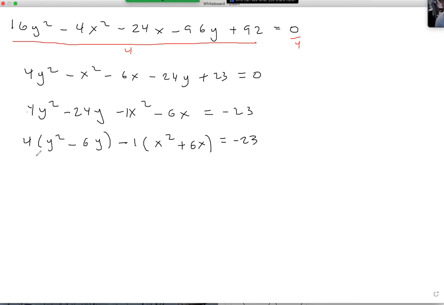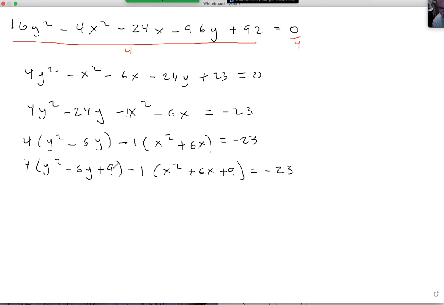And now let's go ahead and complete the square. So this is going to go 4 times y squared minus 6y. Half of 6 is 3, and 3 squared would be 9. So plus 9 right there. Minus 1 times x squared plus 6x. And again, half of 6 is 3. 3 squared makes 9. So plus 9 right there. And that equals negative 23.